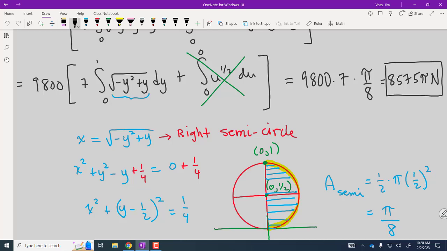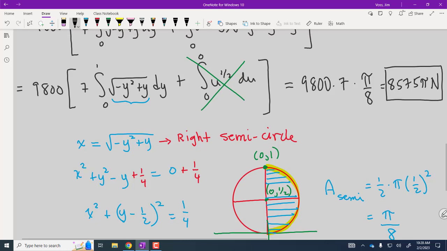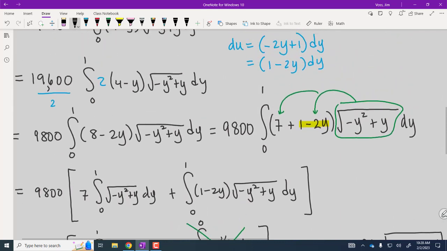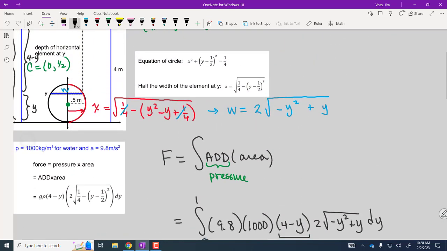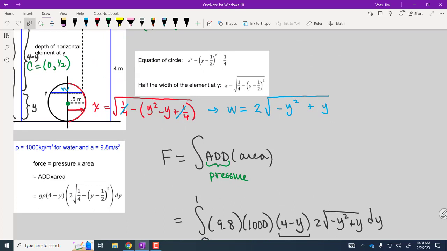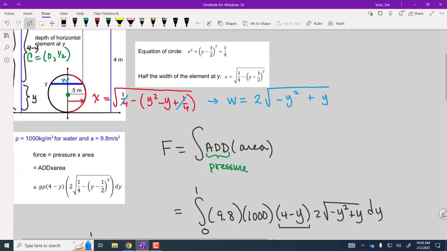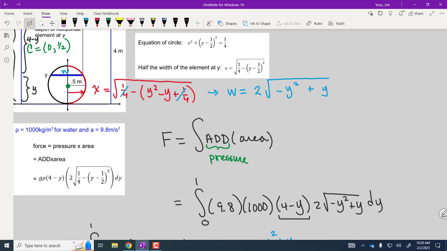OK, let's go over any questions you might have from any of the crazy steps there. So first off, let's go back to the setup and make sure. So we started with the circle centered at 0, 1/2. Are there any questions on finding the equation of the circle or finding the width of a strip or any of that original stuff from the beginning?